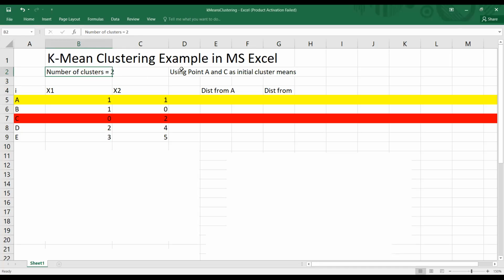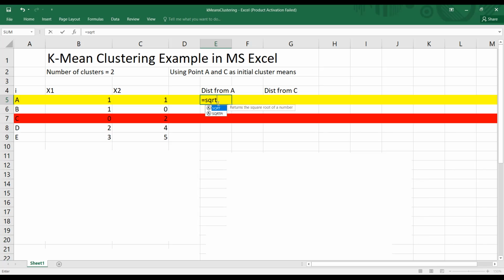The number of clusters is 2 and points A and C will be used as cluster means. We will calculate the distance of each data point from the center A. Then we calculate the distance of each data point from the cluster center C. So C and A are the two initial cluster means, and we have to use the distance formula. What is the distance formula? It is under the root, so we will use the square root function, SQRT, of Excel.